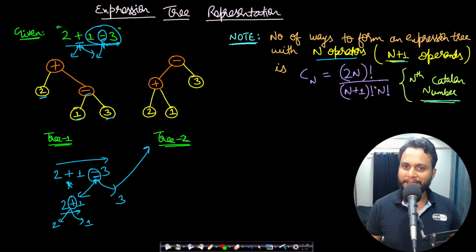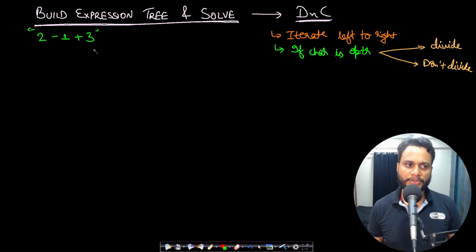But this is not the Catalan number problem. I just related that if you are given any kind of counting problem, then you can go and solve it by Catalan number, right? Now let's see a dry run to see how to build an expression tree.